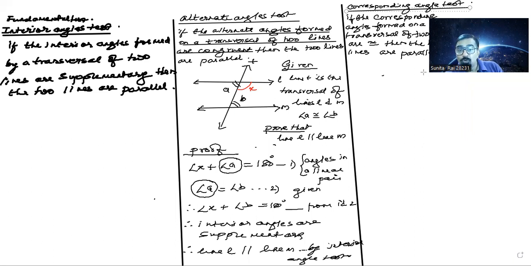मतलब अगर आपको corresponding angle दिख रहा है transversal के ऊपर और दोनों angles congruent है, तो आप lines को parallel बोल सकते हैं. If the corresponding angles formed on the transversal of two lines are congruent, then the lines are parallel. This is the third test.